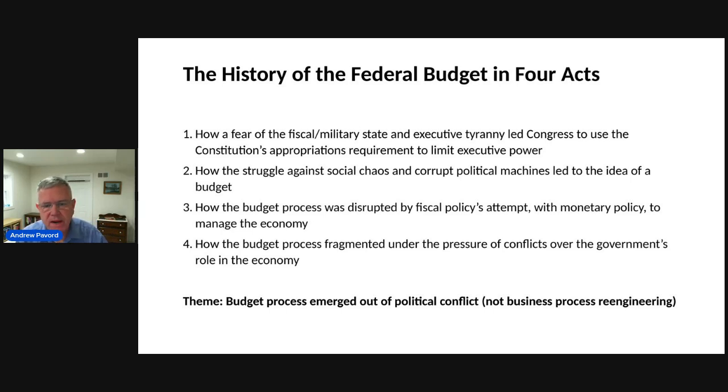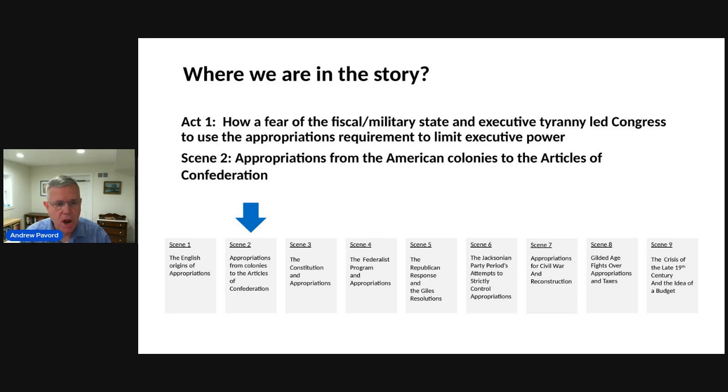But then we'll continue to talk about what happened in the late 19th century when the struggle against social chaos from big unions, the fight over Jim Crow, and the rise of cities led to corrupt political machines and social chaos. But out of that came the idea of the budget. And then in the third act, we'll turn to how the Great Depression led to the budget being used to manage fiscal policies with monetary policy to manage the economy in crisis. And then the fourth act will be about how the budget process fragmented under the pressure of conflicts over government's role in the economy.